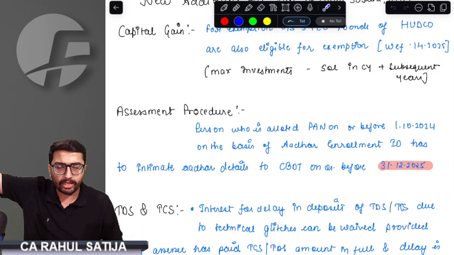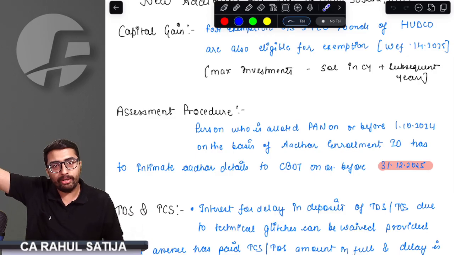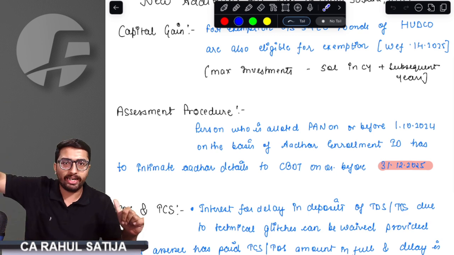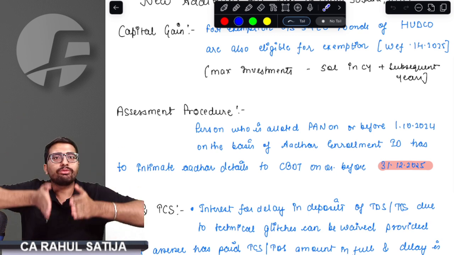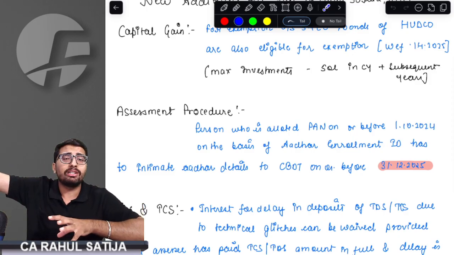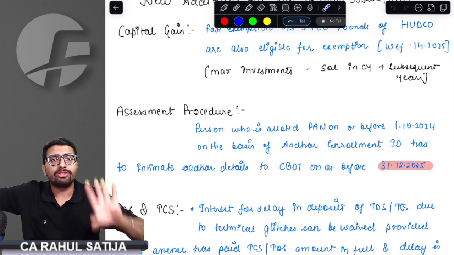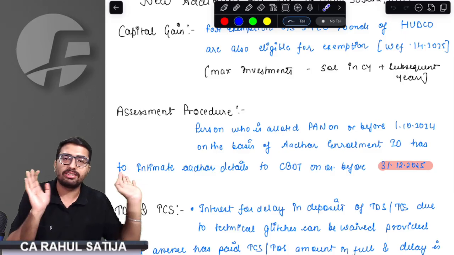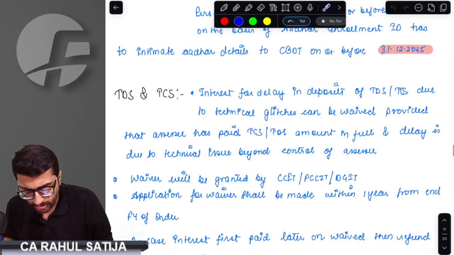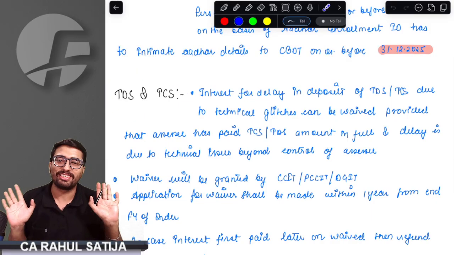See, you were allowed to quote the enrollment ID. If you have quoted the enrollment ID, now you have to quote Aadhaar at that place. Enrollment ID was valid up to a limit, but today you are not allowed to quote it, and wherever you have already quoted it in past years, you have to change it. You have to mention your Aadhaar number up to 31st December 2025. Got it, sir? Got it. This was the only amendment in assessment procedure.